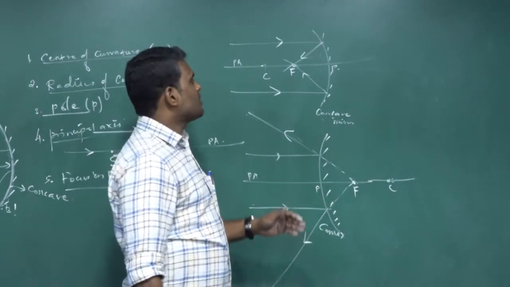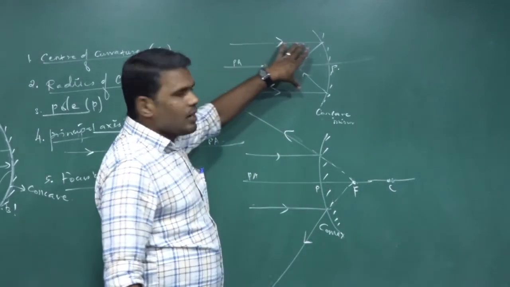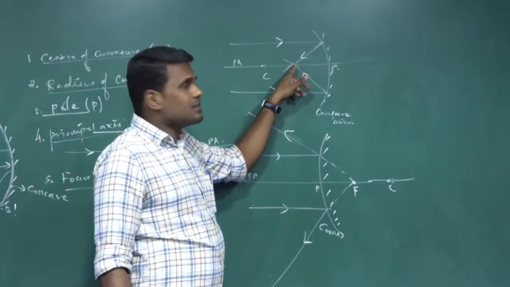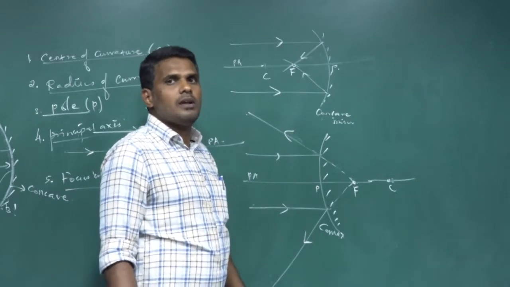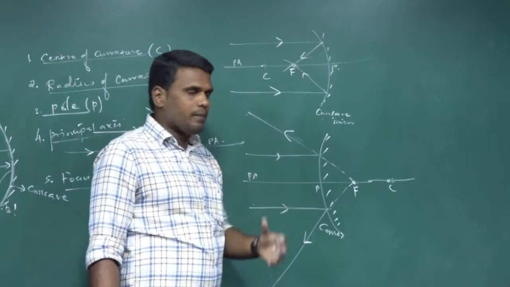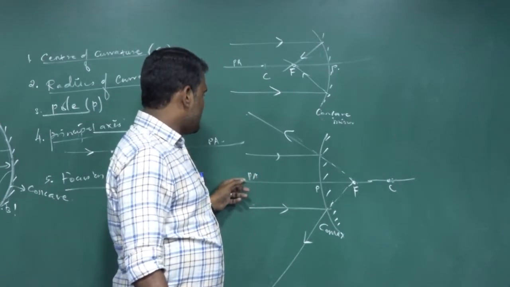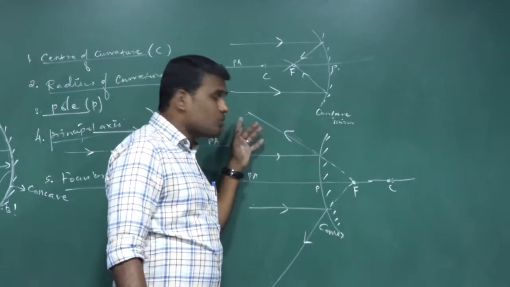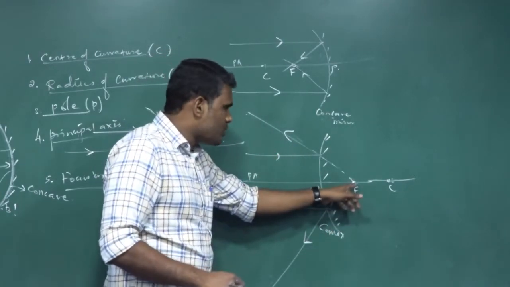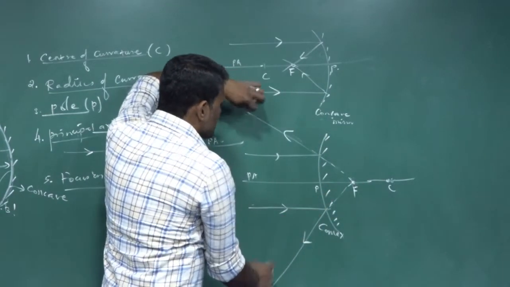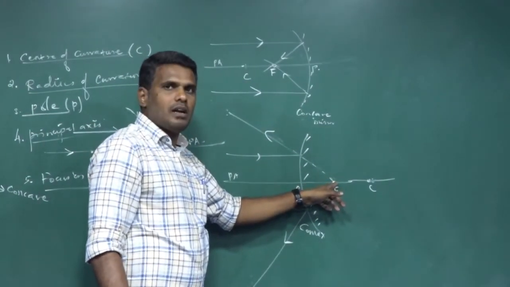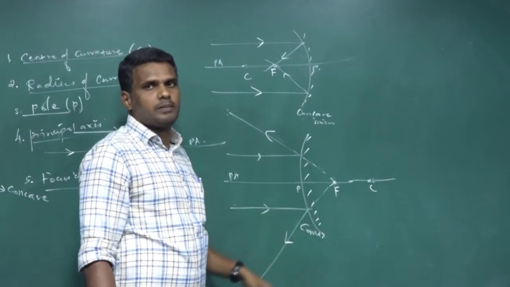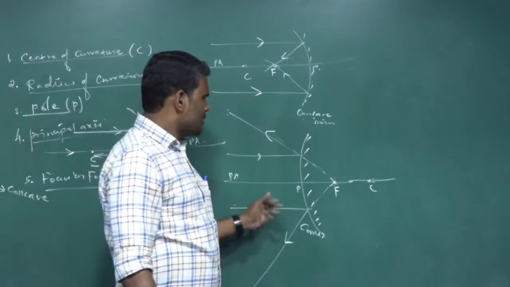So how will you give out the statement here? Rays passing parallel to the principal axis after reflection from a concave mirror will converge at a point on the principal axis. We call it the principal focus or focal point. Similarly, rays passing parallel to the principal axis after reflection from a convex mirror will appear to diverge from a point on the principal axis. This point is called the principal focus or focal point of the convex mirror. So this is very important.